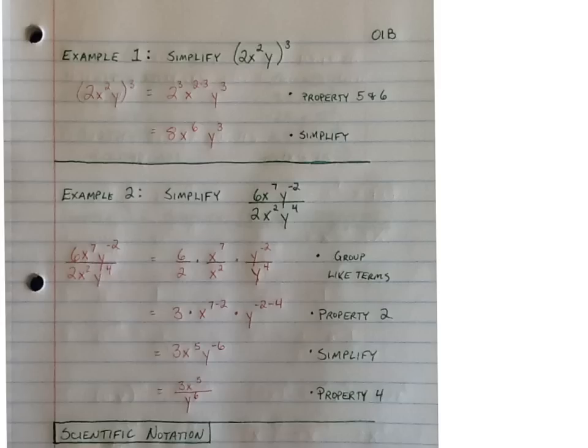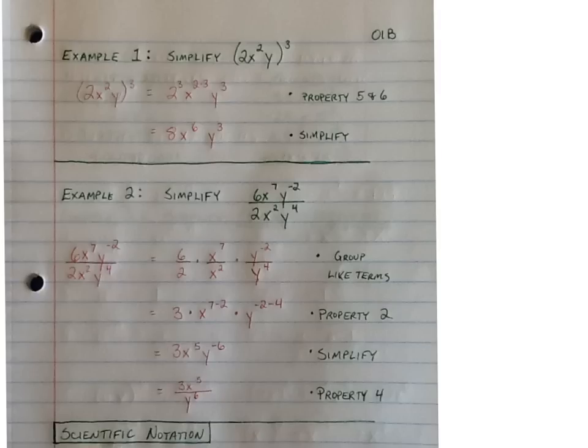What we have is 6x to the 7th y to the negative 2 all over 2x squared y to the 4th. In these sorts of problems, I like to take the problem and break it into its like components. So I grouped all the numbers. 6 over 2 is 3. I grouped all the x's. X to the 7th over x squared is x to the 7 minus 2, and y to the negative 2 over y to the 4th is y to the negative 2 minus 4.